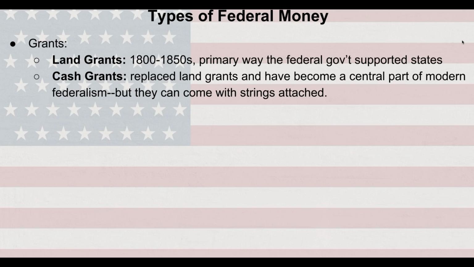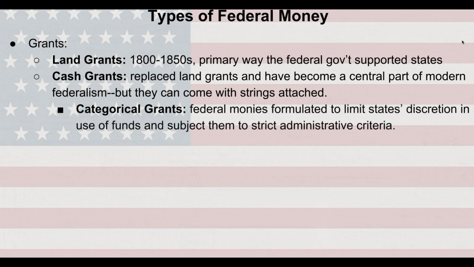And some of the strings are that they could be categorical grants, which are federal monies formulated to limit state discretion in the use of funds and subject them to strict administrative criteria. So they're categorical grants. You can only spend them in a certain way, and they often require very strict adherence to certain criteria. Oftentimes, categorical grants are going to be things like Medicaid, food stamps, the SNAP program, money from the federal government to fund these specific administrative programs, and so there's no flexibility there.